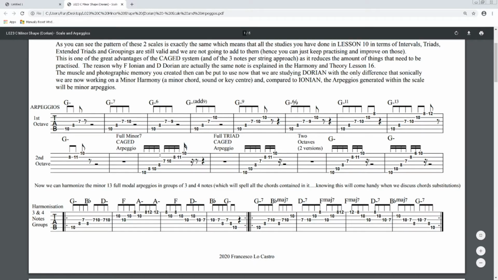Then we will look at the CAGED arpeggio, so the one that employs all 6 strings. All these arpeggios here, they all start from the root note, which is convenient for your photographic memory. Then you have the full triad CAGED arpeggio, and then 2 octave versions, so basically 2 stacked triads. Let's start from that. Let me explain briefly what we're discussing here.